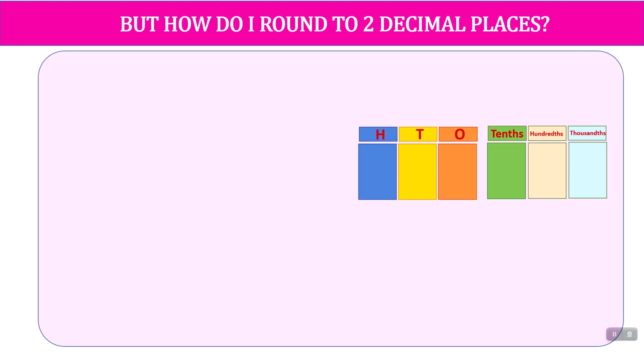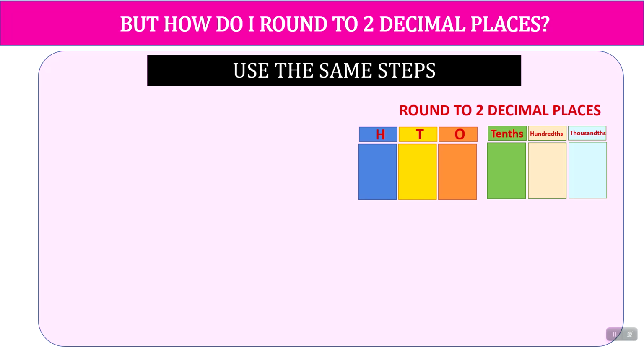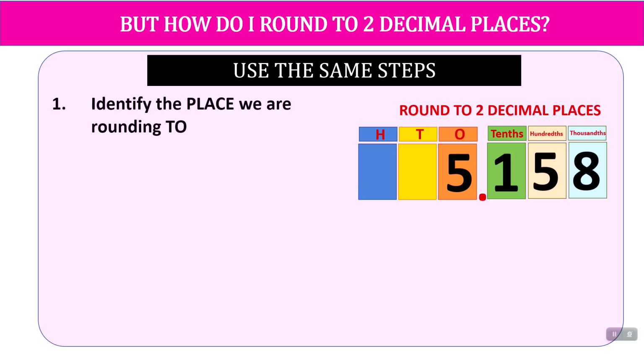But how do I round now to two decimal places? We looked at how to round to one decimal place. Well, the method is the same. We use the same steps. And so to round to two decimal places, in this instance, the number 5.158, we see that there are 3 digits after the decimal point. And if we want to round to two decimal places, we again identify the place we're rounding to. So in this case, we're rounding to two decimal places, so we have to look at the digit in the second place after the decimal point. In this case, it is a 5.